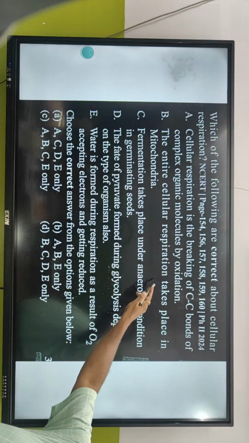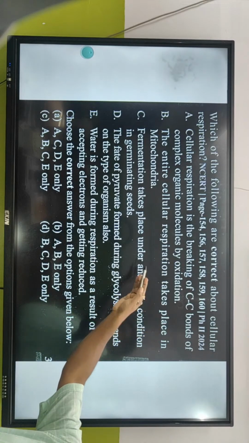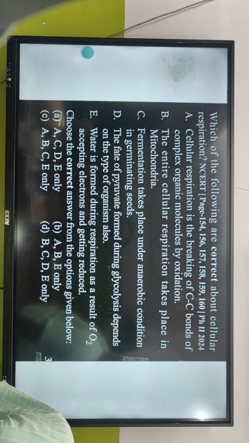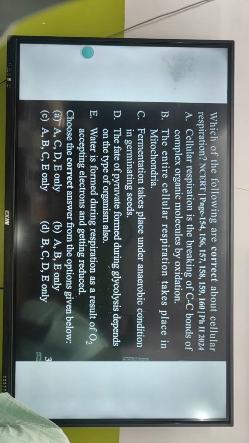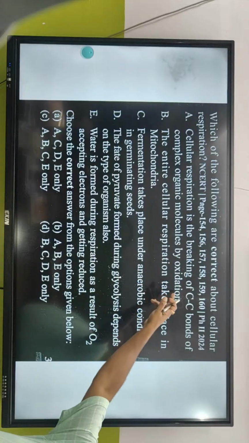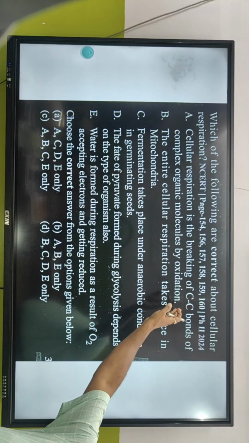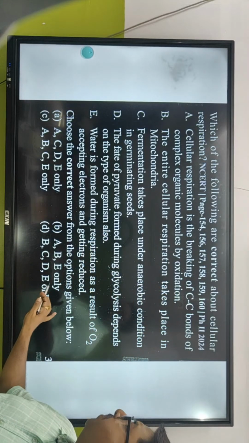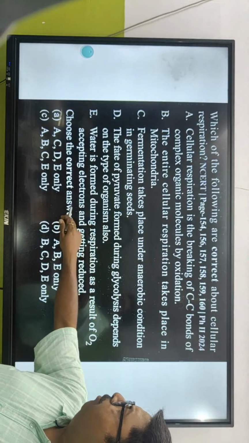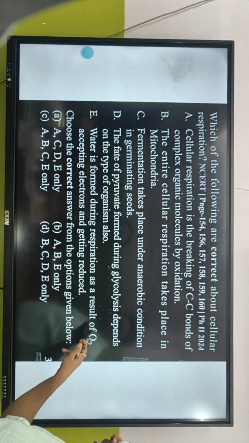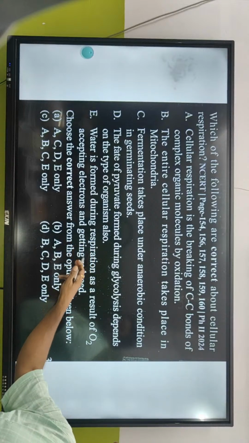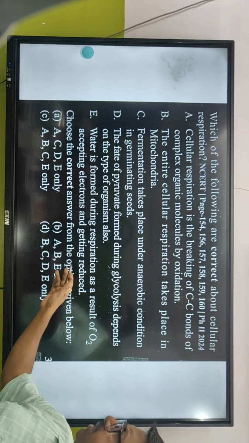B is correct. The entire cellular respiration takes place in mitochondria. A right? Yes, right. Cellular respiration takes place. Acha. B bolli, E bolli. Water is formed during respiration as a result of oxygen accepting electrons and getting reduced. ঠিক আছে? What is the reaction?